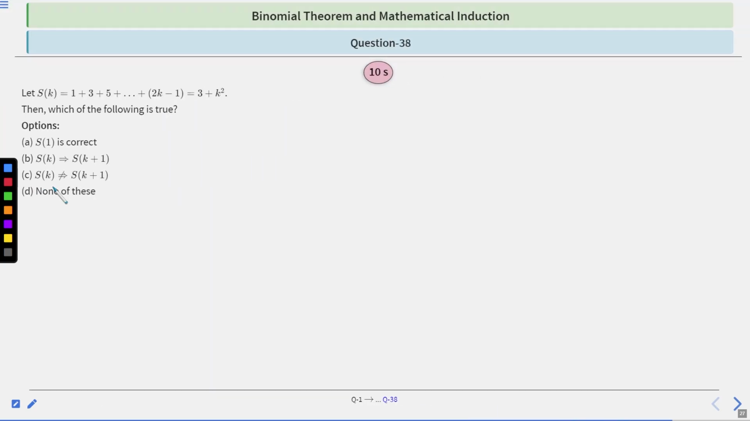Clear? Now let's discuss the next question, question number 38. Let Sk be the sum 1 + 3 + 5 + ... + (2k − 1), that is, the sum of odd numbers, equal to 3 + k². Then which of the following is true? So you have 10 seconds to solve this question. After 10 seconds, we will discuss the solution.